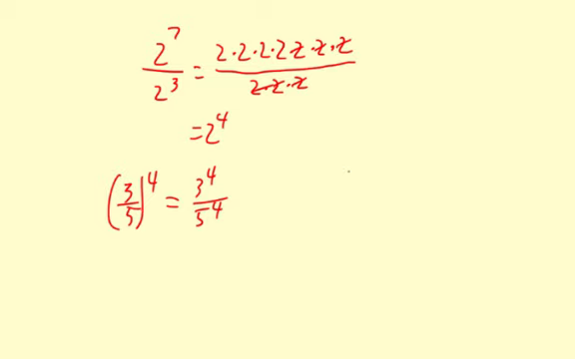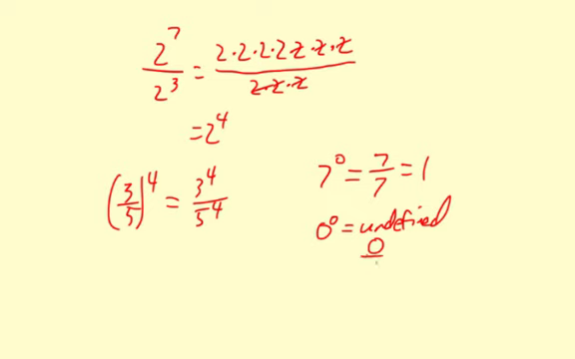And another thing in this lesson is 0 powers. For example, let's say you have 7 to the 0 power. That's the same thing as 7 divided by 7, which is 1. So any number to the 0 power is 1, except 0 to the 0 power, that is undefined. Because 0 divided by 0 is an undefined number.